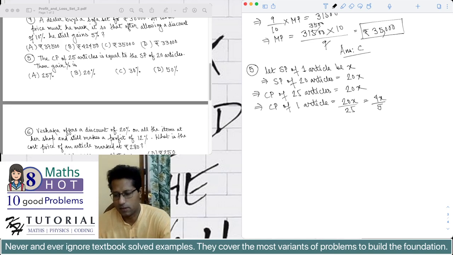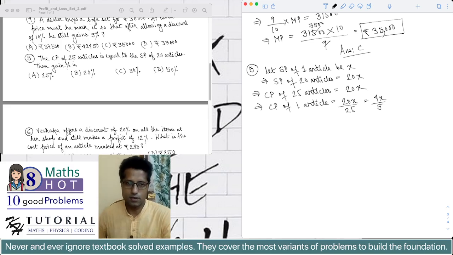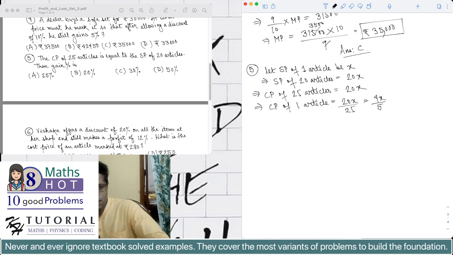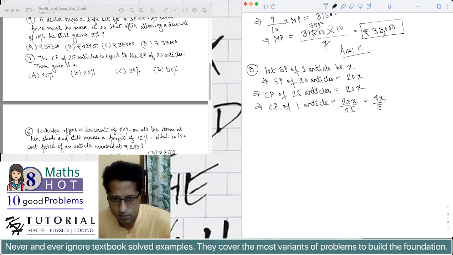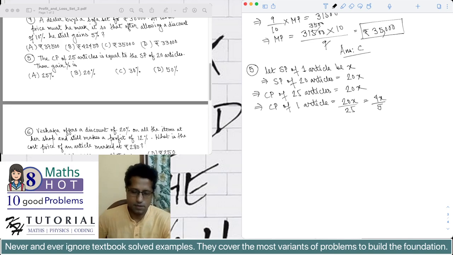Whereas if you are finding the total gain or the total loss, the actual number of articles involved in the calculation of CP and SP will matter. But in the case of gain percent or loss percent, the actual number of articles will not matter, but the number of articles considered for finding the CP and SP has to be the same. So for this problem, I am considering the CP and SP for one article. The SP of one article is x, as per our assumption, and the CP of one article is found to be 4x by 5.